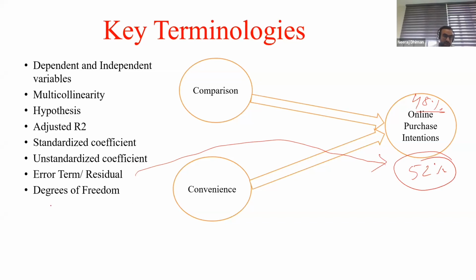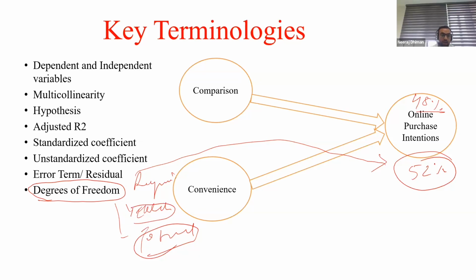The next one is degrees of freedom. Degrees of freedom has different meanings in different contexts. Like in a regression, it will have one thing. In error terms, it will have a different meaning. In totality, it would have a different meaning. So better I'll let you know the meaning of degrees of freedom the moment I present the table to you.